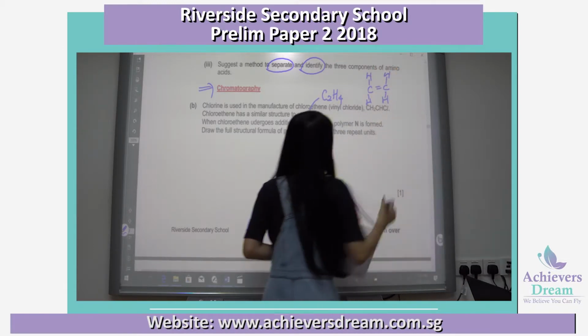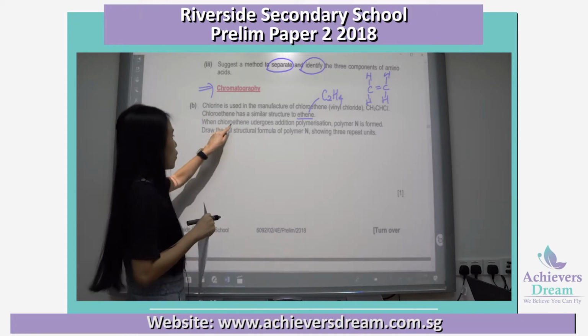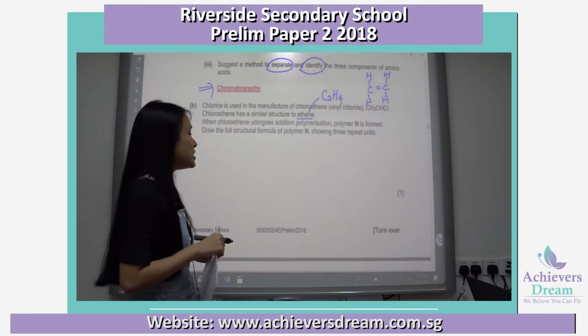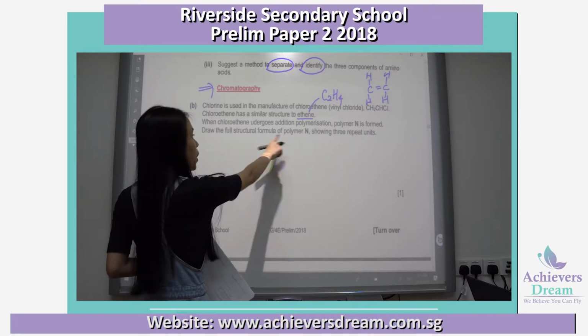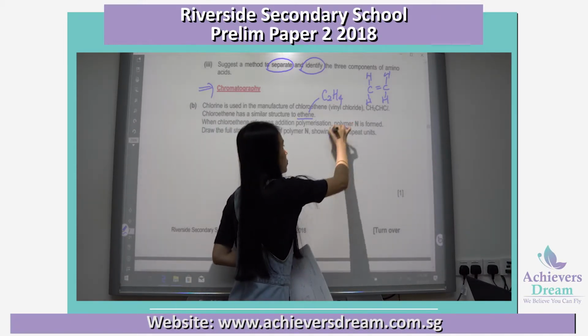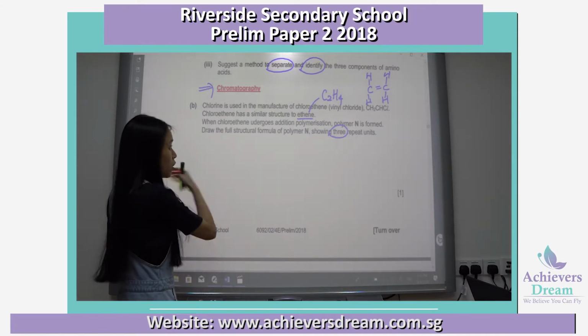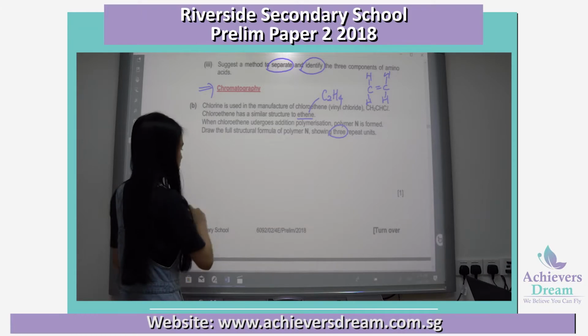When chloroethene undergoes addition polymerization, polymer N is formed. So how do we draw polymer N here? We want 3 repeating units. Let's take a look at how to draw ethene first. Although this question doesn't need us to draw ethene, let's take a look.